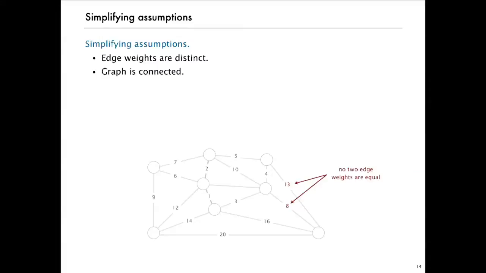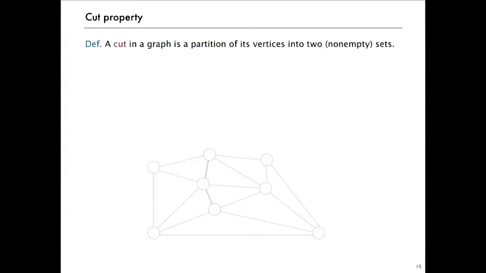First, we assume that the edge weights are all distinct and that the graph is connected. And this is just to simplify the presentation. As a consequence of these two assumptions, we know that the minimum spanning tree exists and is unique. Our algorithms will still work when edge weights are not distinct. If the graph is not connected, it'll find spanning trees of components, but these two assumptions simplify the presentation.